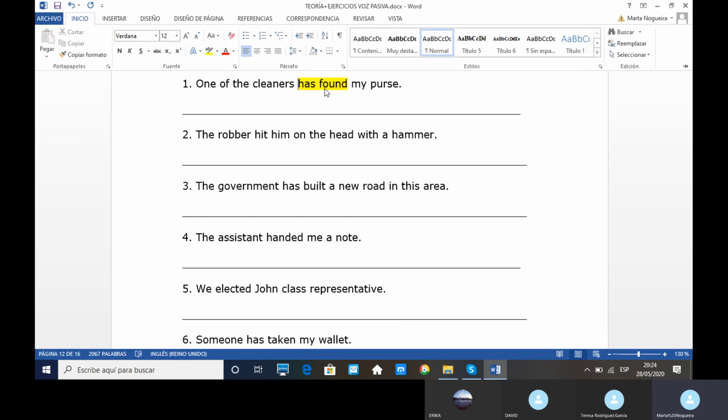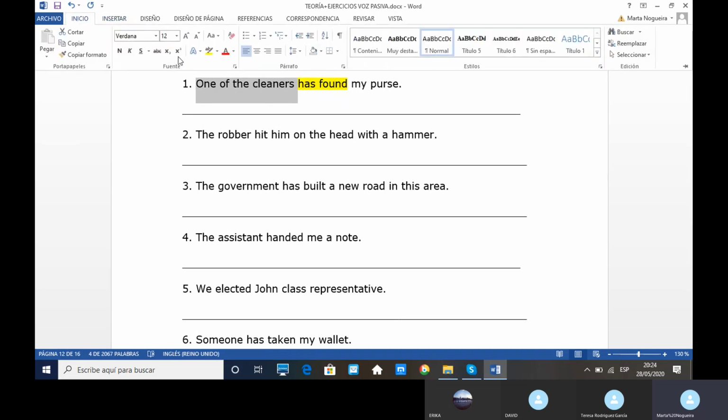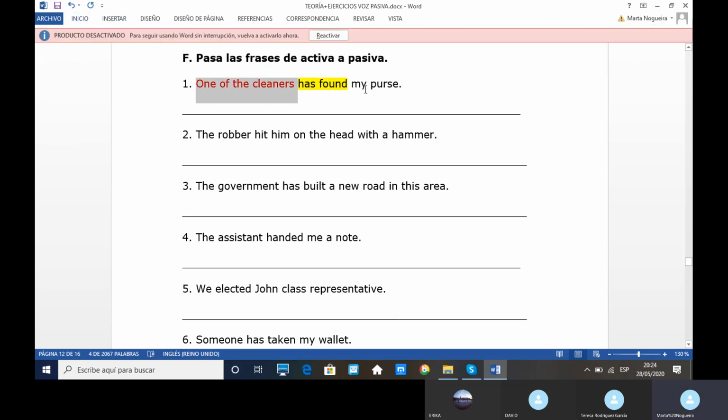Okay, this is in the active. ¿Por qué sé que es en activa? Porque no está el verbo to be y luego un participio. O sea, un participio, pero con has, entonces es present perfect, normal. Which is the subject? One of the cleaners. This is the subject. Okay, subject. Uno de los limpiadores o limpiadoras ha encontrado mi bolso. Mi bolso es el objeto. My purse is the object.